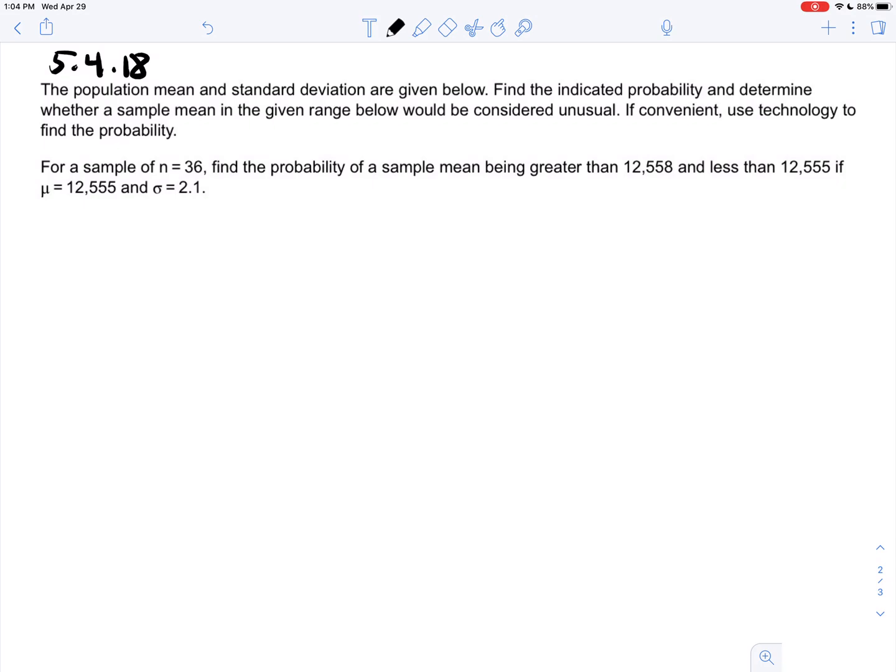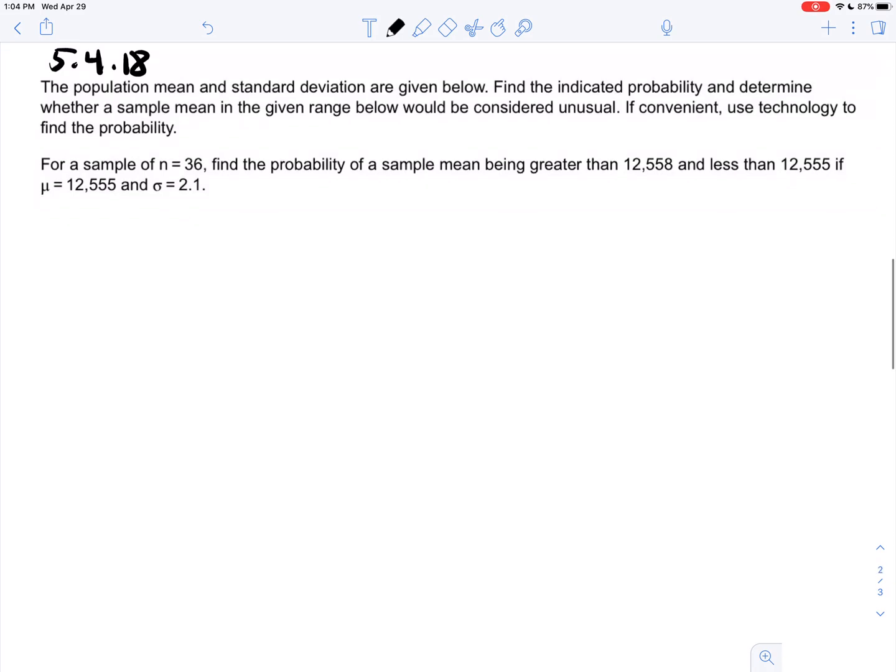So I think a student had a question: how to find the z-score. I think she was saying how to find the probability because she was getting really, really high z-scores. So I'm just going to work this one and see what happens when I do it. For a sample n equals 36, find the probability of the sample average being greater than this and less than this. Okay.